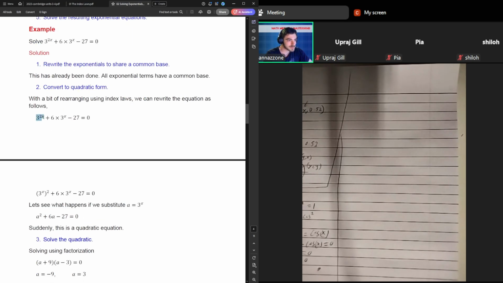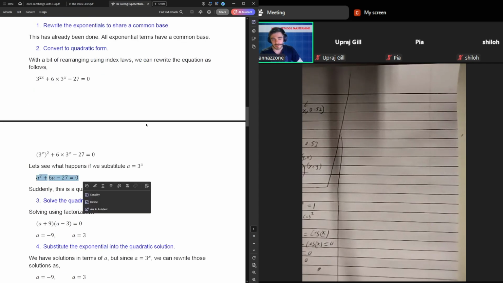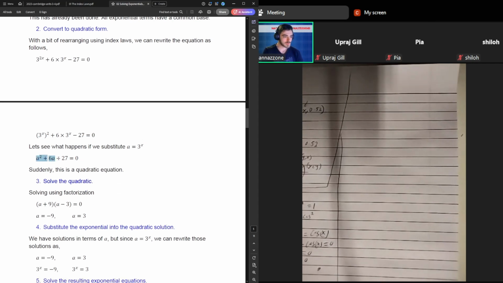And you can see that if you do a bit of rearranging here. If you take that power of 2 off of this, you can see we've got this common 3 to the x in both. So if we replace that with some letter, I'll just use a, now it looks like a quadratic. And so you just treat it like you would for any quadratic. You could factorize, complete the square, use the quadratic formula, whatever you like to do to solve quadratics.